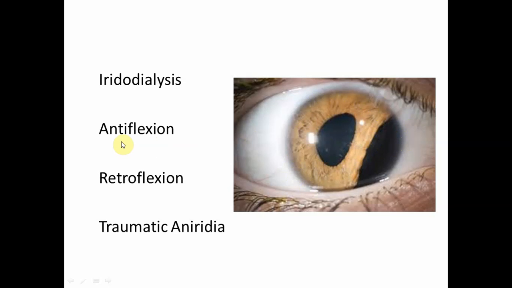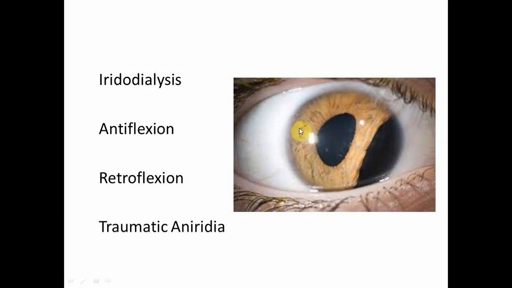Next is anteflexion of the iris, which is basically rotation of the detached portion of the iris where the posterior surface faces anteriorly due to an extensive iridodialysis. So that is what we mean by anteflexion. Retroflexion is basically where the whole of the iris is doubled back into the ciliary region. So the entire iris gets turned into a ball and it curls back into the ciliary region.